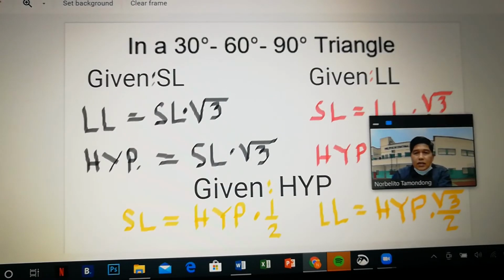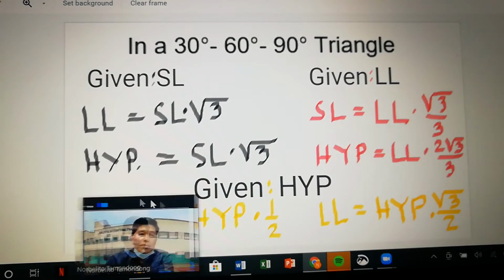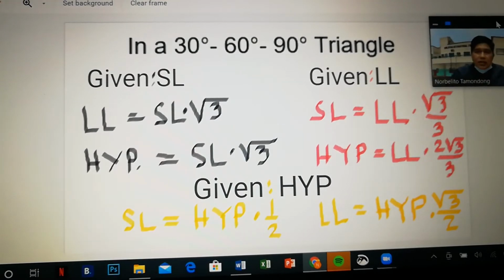So here are the relations between sides of a 30, 60, 90 triangle. Given the shorter leg, here's the formula to find the other two legs or sides. Given the longer leg, here's the formula also to find the other two sides. Given the longest side or the hypotenuse, here are the two formulas to find the shorter leg and the longer leg.